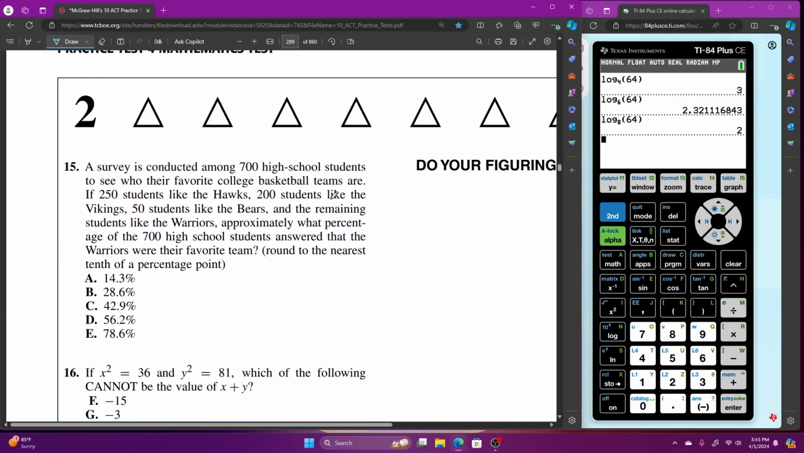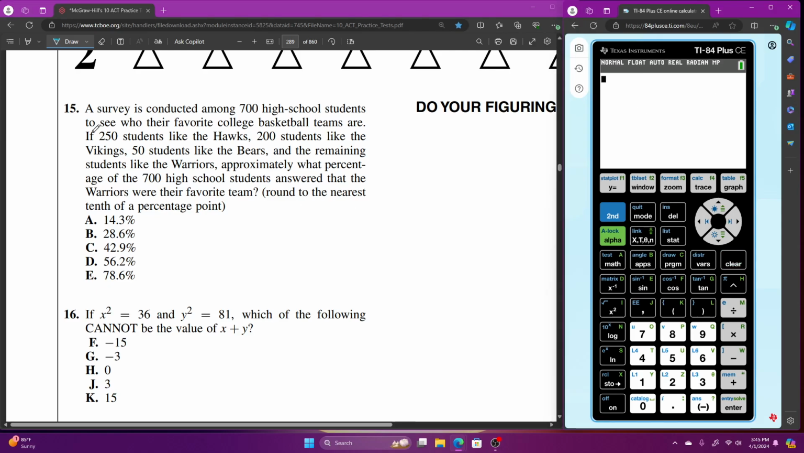Question number 15 says, a survey is conducted among 700 high school students to see who their favorite college basketball teams are. If 250 students like the Hawks, 200 students like the Vikings, 50 students like the Bears, and the remaining students like the Warriors, approximately what percentage of the 700 high school students answered that the Warriors were their favorite team? Round to the nearest 10th of a percentage point.